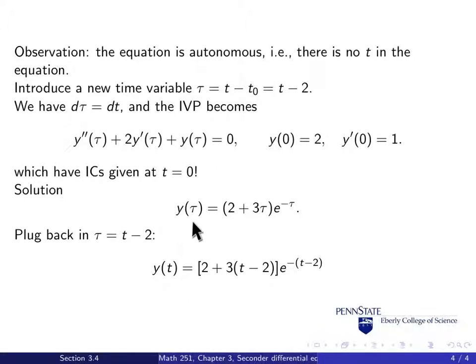So you can copy down that solution. Wherever you have t, you write tau, thinking of tau as the independent variable. Then you plug back in what tau is: tau is nothing but t minus 2. So plug in t minus 2 for tau, and t minus 2 for tau, and this is your solution. Of course, it's the same as the second method we just talked about.